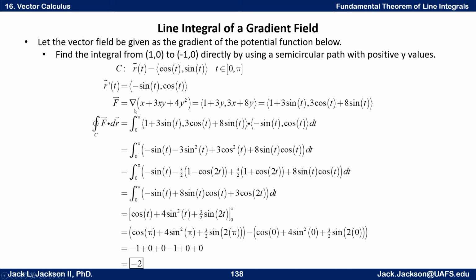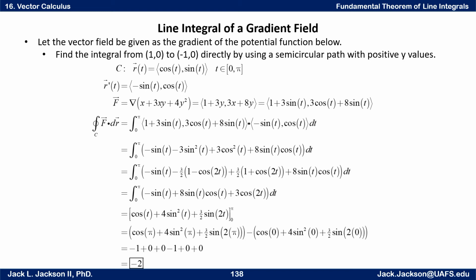The partial derivative with respect to y is 0. This term gives you a 3x, and this gives you 8y. So it's 3x plus 8y for the second one. Now, with the parameterization that we have, we're going to replace the y here by sine of t, and the x by cosine of t, and that gives you the parameterization here: 1 plus 3 sine of t, comma, 3 cosine of t plus 8 sine of t.